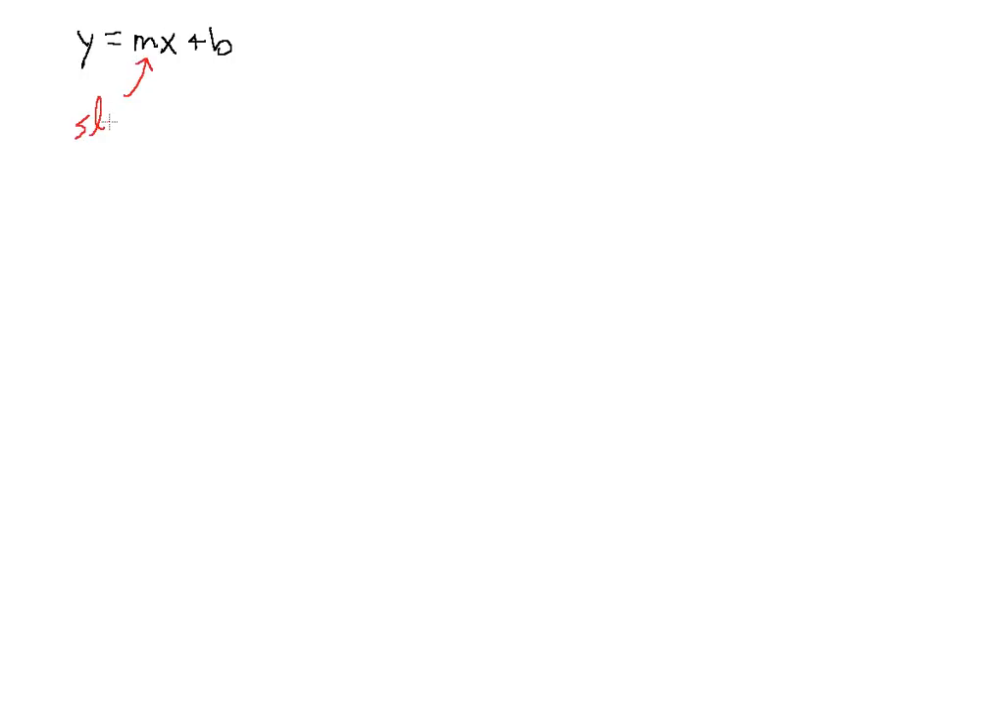M is the slope of the line, and b is the y-intercept, but more importantly, the y-intercept is this point right here, and b is the y component of the y-intercept, or the point that the line crosses the y-axis. Okay, this is very important, and we're going to identify these parts in the following linear equations.